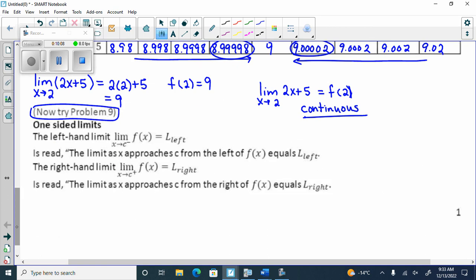Okay. So one-sided limits. The left-hand limit, as x approaches c from the left, of f of x equals the limit from the left. If it has a plus after the c, it's limit from the right. It reads the limit as x approaches c from the right of f of x equals the limit from the right, and the limit from the left, which we talked about already, right? Just putting that negative after or the positive after, that means from the left and from the right.